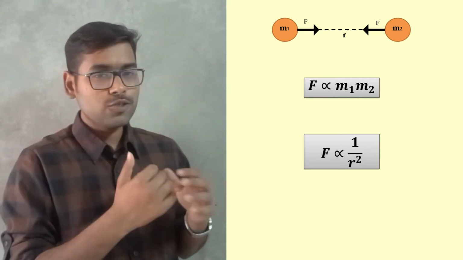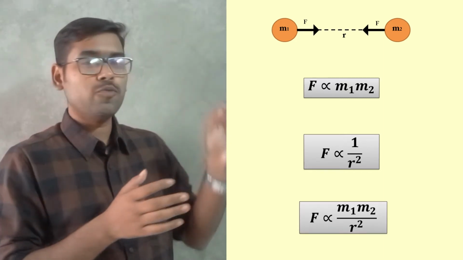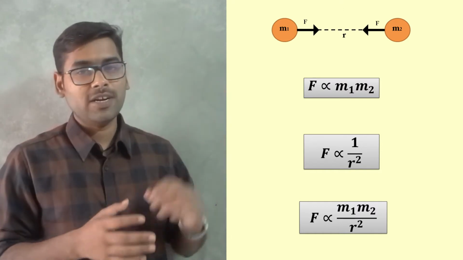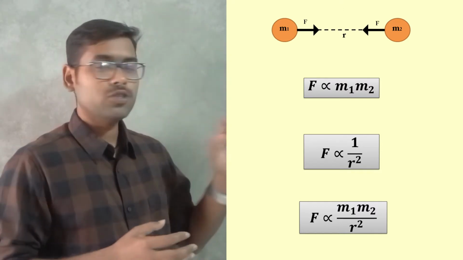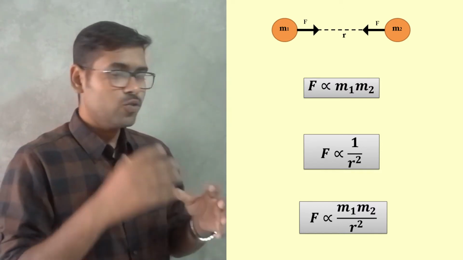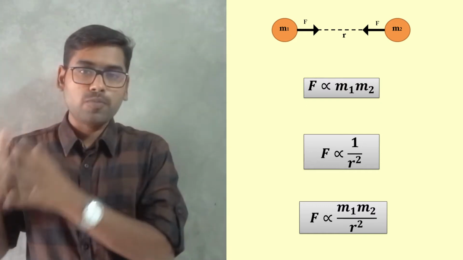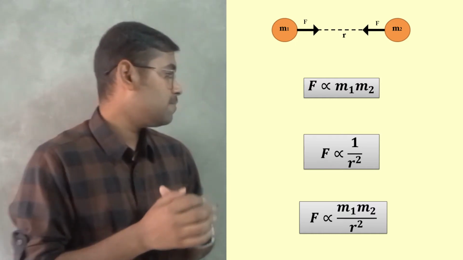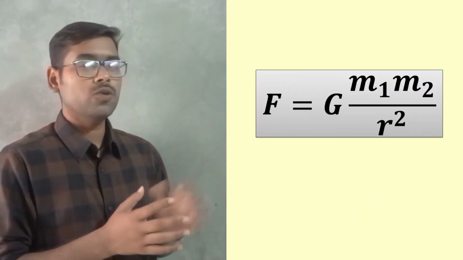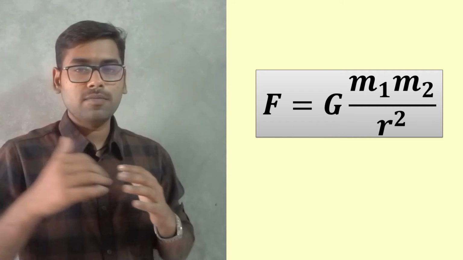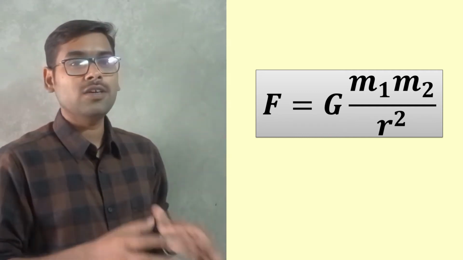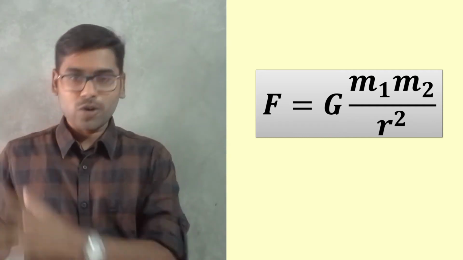Now, combining these two relations, we can write F is proportional to m1 into m2 divided by r square. So, F is proportional to this ratio. Now, to turn this relation into an equation, we need to introduce the constant of proportionality or proportionality constant. So, finally, we have F is equal to G m1 m2 divided by r square. Here, G is the universal gravitational constant.